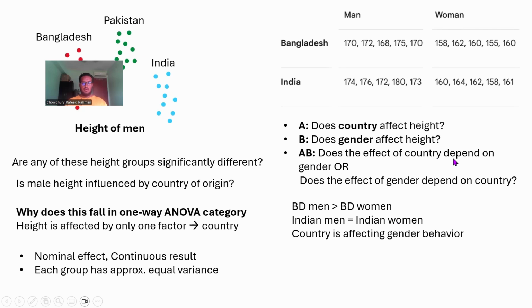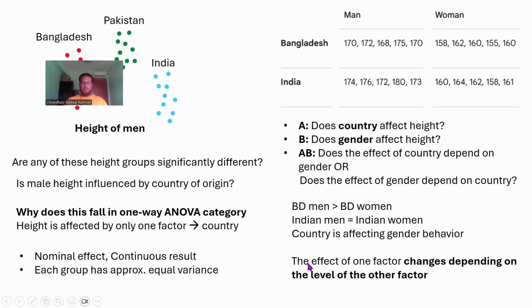So we also want to answer this question as well. The final thing is that the effect of one factor changes depending on the level of the other factor in this example. And that is what we call the interaction effect. So understand that we are going to have three null hypotheses right here.